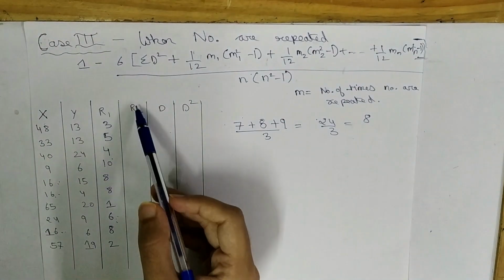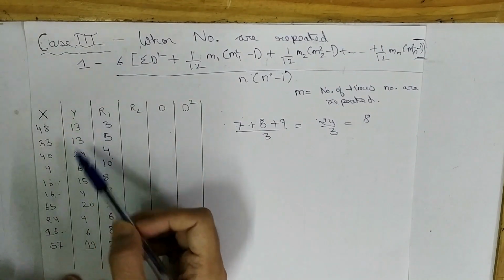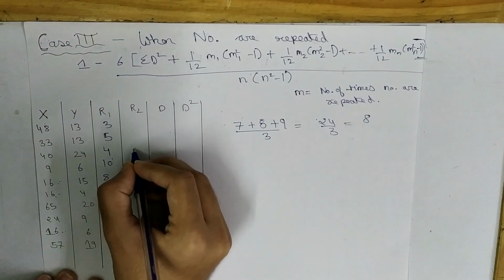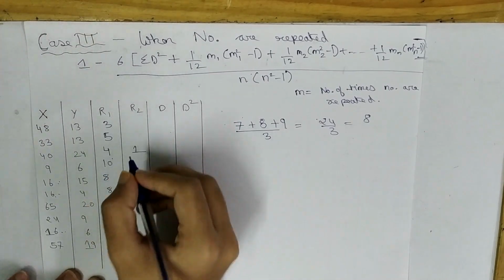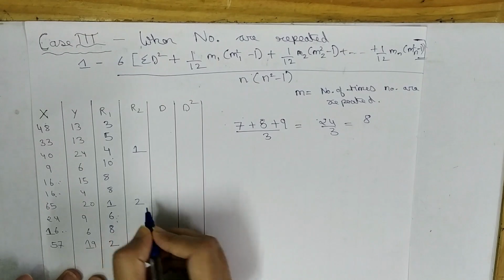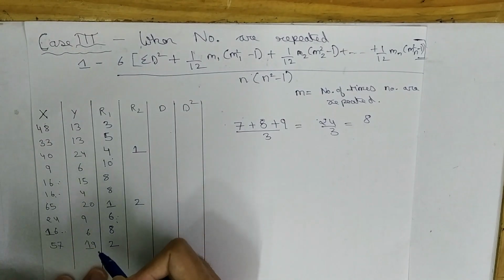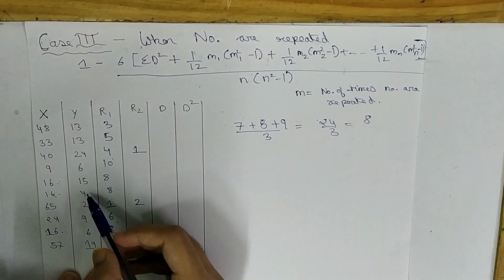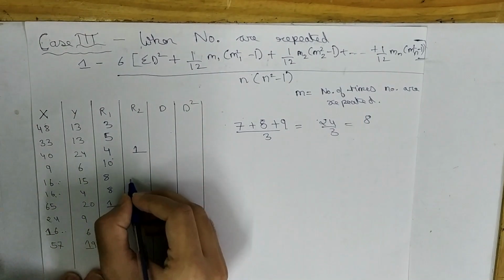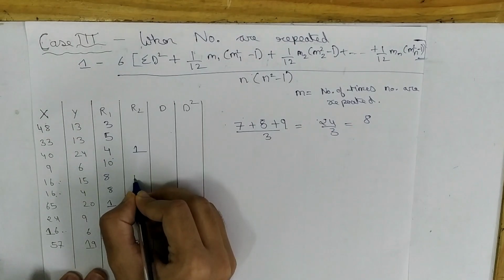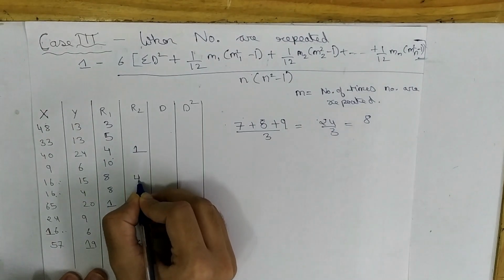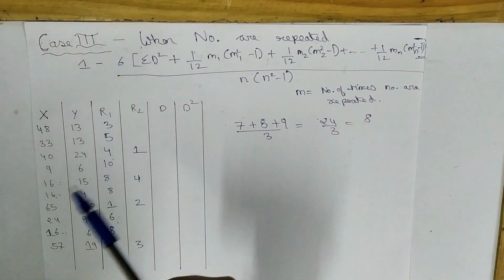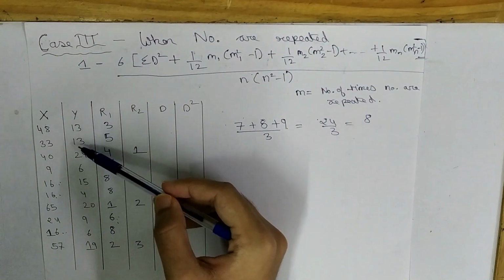Now R2 in Y column, the biggest number is 24. So rank 1 is 24. After 24, the biggest number is 20. After 20, 19 is the biggest number. And after 19, 15 is the biggest number. After 15, the biggest number is 13. But again, there are two 13s here.